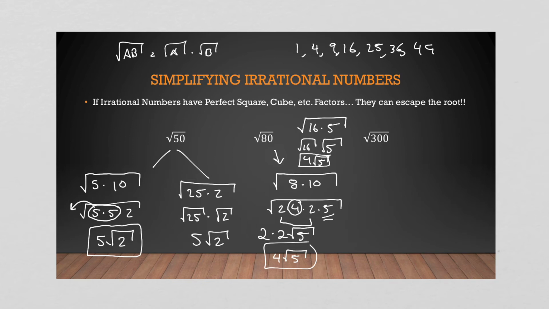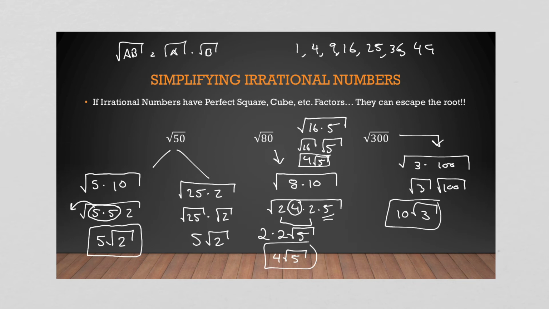So look at 300. Well, what's 300? 300 is 3 times 100, which means it's root 3 times root 100. Root 100 we have an answer to, 10. So we end up with 10 root 3. That is how we simplify irrational numbers. Sure, we're not getting perfect values, but they're looking a little bit more simple than they were with everything under the radical.